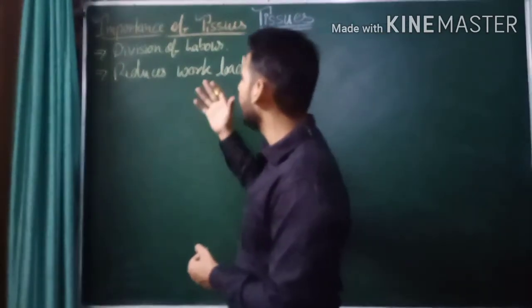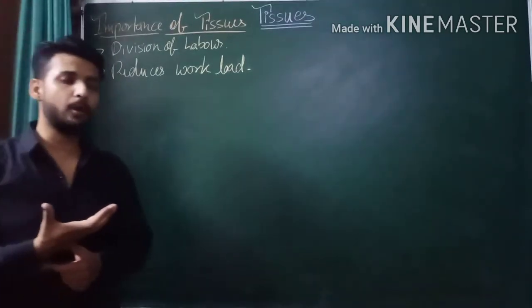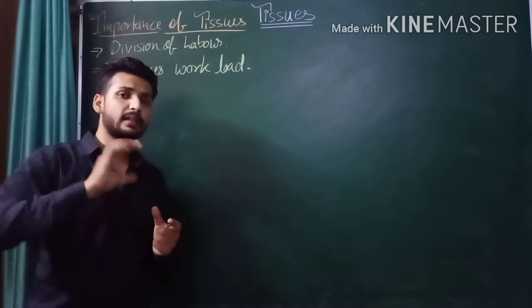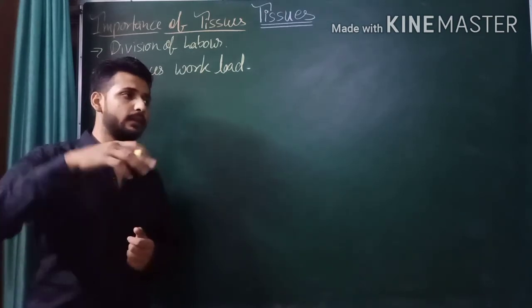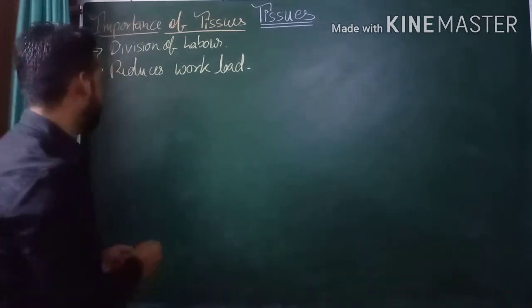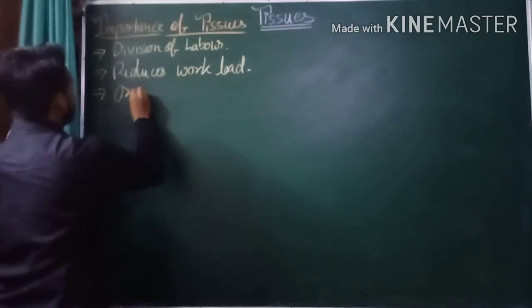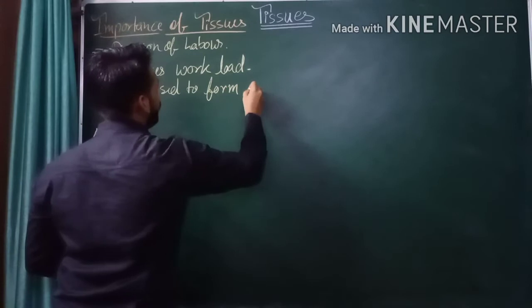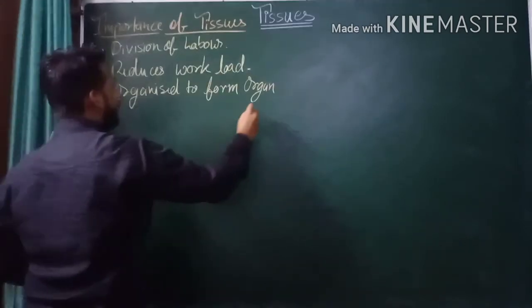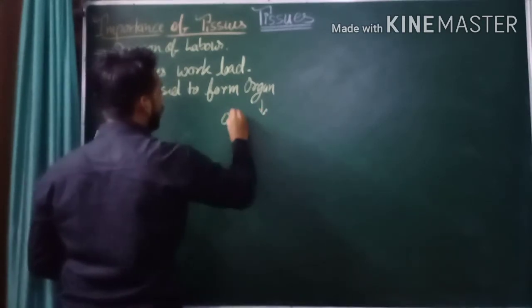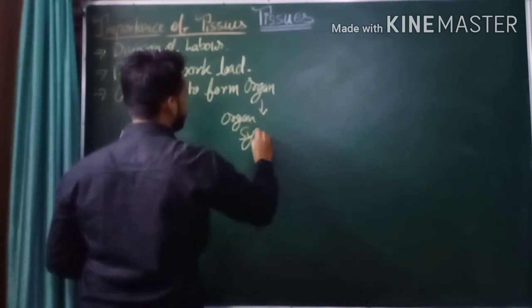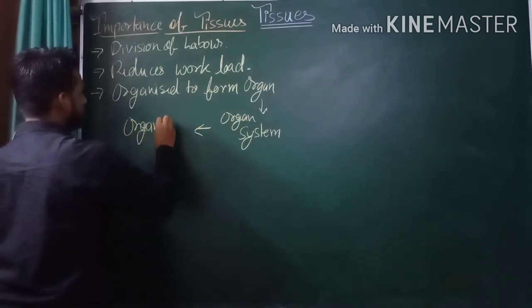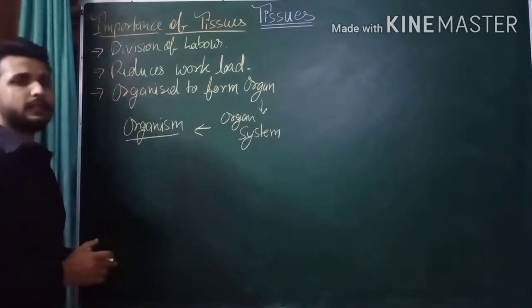Now what will be the next function? Here we can see the importance of tissue. Why are they important? They are an organized form of cells, right? The cells are organized to form tissue, and tissues are organized to form organ, and organs are further organized to form organ system, and organ system is further organized to form an organism. In this way an organism is made.